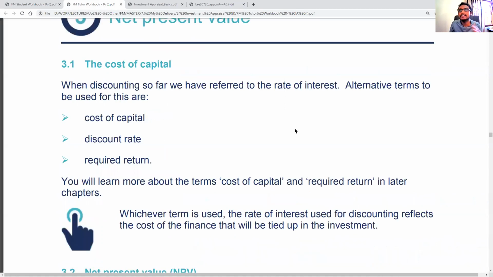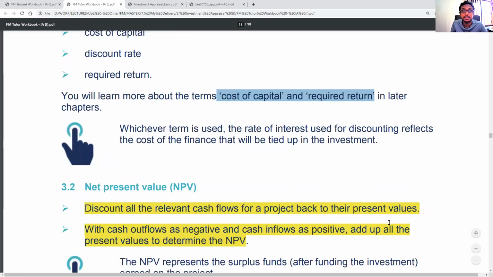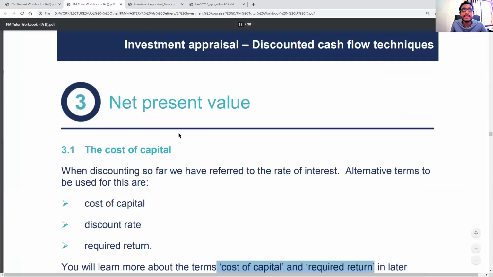Okay, so we have a separate chapter called cost of capital, the weighted average cost of capital of a company, right? You weight the cost of debt and the cost of equity respectively with the weight of the equity and debt mix of the company. That is a specific discussion on the cost of capital, but ultimately cost of capital and required return are all interchangeable words for the same idea, that simple R you see in the discounting formula. Whichever term is used, the rate of interest used for discounting reflects the cost of finance that will be tied up in the investment. So now we have NPV, but before that, let's look at payback.